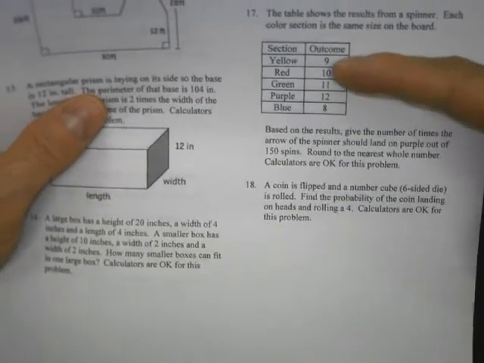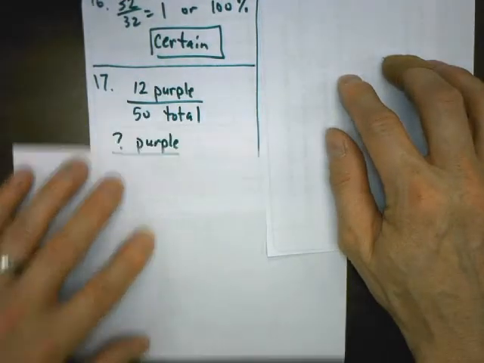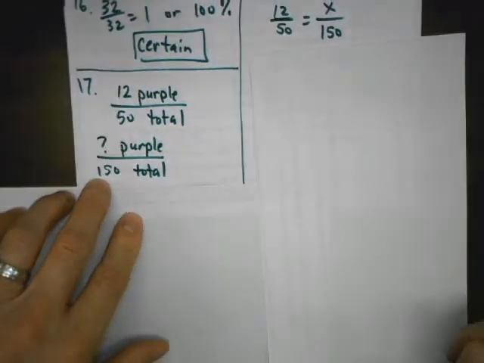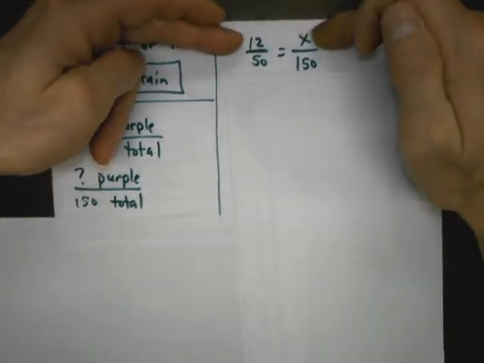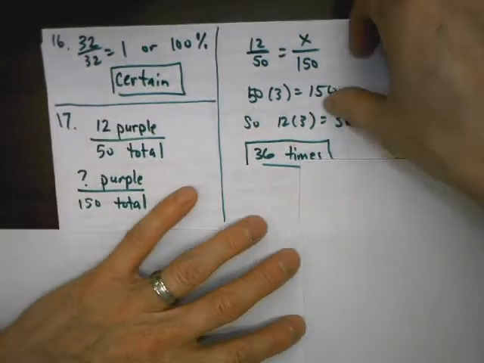17. The table shows the results for a spinner, and they say based on the results, give the number of times an arrow of the spinner should land on purple out of 150 spins. So they're asking about purple. So I look at the table and I see there are 12 purple out of, and then I have to add these up, 12 out of 50. So the question is, how many out of 150? That's a proportion. So if it's 12 out of 50 total, and it'd be how many purple out of 150 total. So I just write a proportion. Make sure I put purple on top, just keep them the same. Then we just cross multiply like we always do and divide, and I see 36 times is the answer.